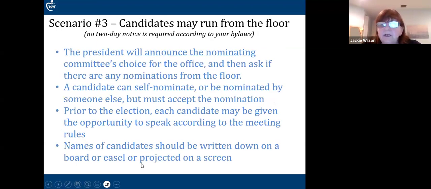And scenario number 3, you have candidates that may run from the floor. There's no 2-day notice according to your bylaws. So the president will announce the nominating committee's chair for the choice of the office, and then ask if there are any nominations from the floor. A candidate can self-nominate or be nominated by someone else, but must accept the nomination. Prior to the election, each candidate may be given the opportunity to speak according to the meeting rules. Names of candidates should be written down on a board or easel or projected on a screen so that everybody can see the candidates that would be running.